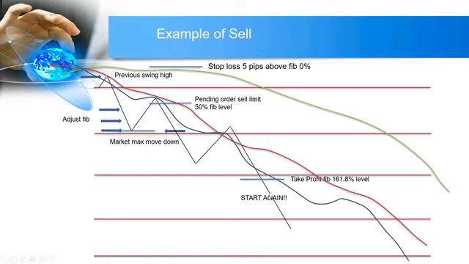So what you're going to do this time is, this is the previous swing high. You start your Fibonacci on here, and you drag it down to where it is at this point here, because you've just taken profit. Take the Fibonacci off this position and drag it down to here, which will give you a new pending order sell and a new take profit and a new stop loss, which will be 5 pips above this one, and you start all over again.